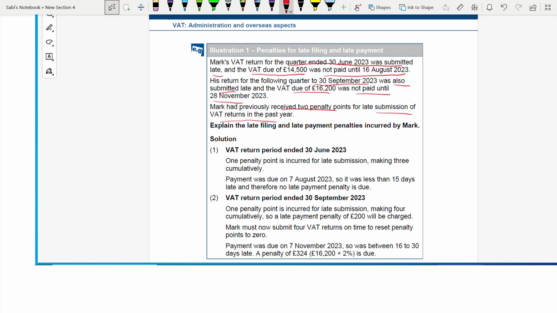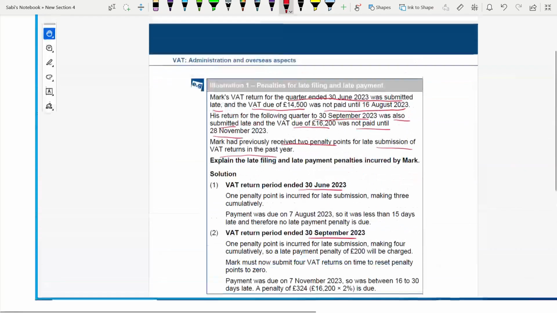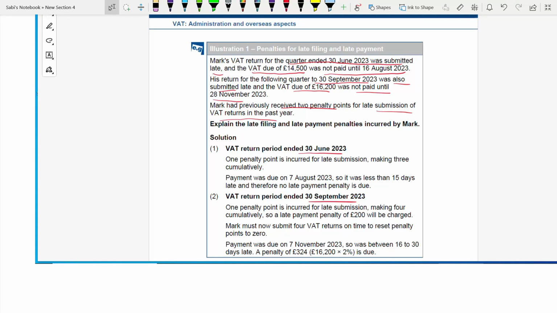So now, there are 2 times he is late. One for 30th June, one for 30th September. So let us see what the penalty is for 30th June. Remember, when you have submitted a quarterly return late, that is 1 penalty point. So 1 penalty point is incurred for late submission, making 3 cumulatively: 2 in the past and 1 now, because for 1 quarter you have filed late. Now, if you see, the payment was due on which date?